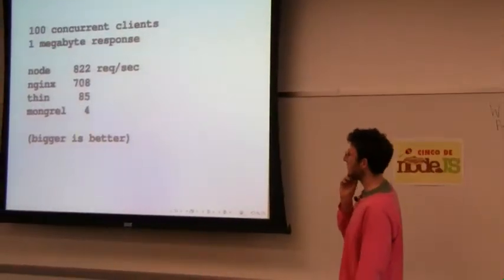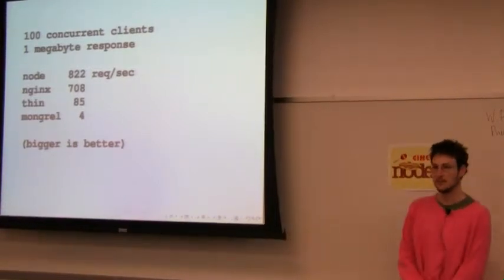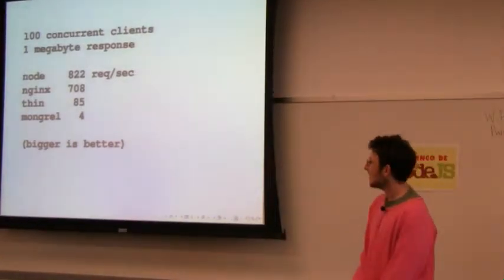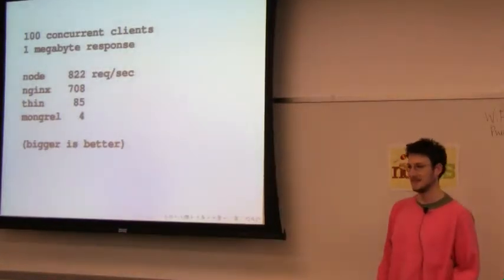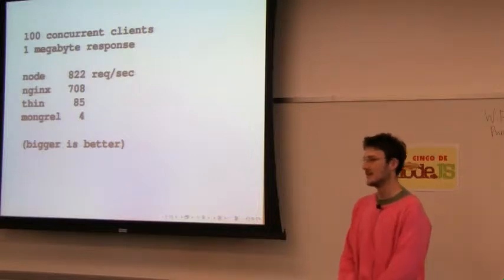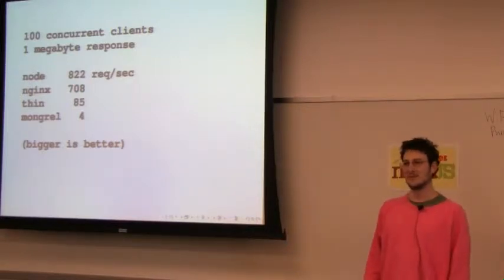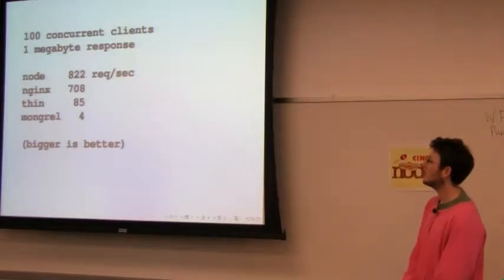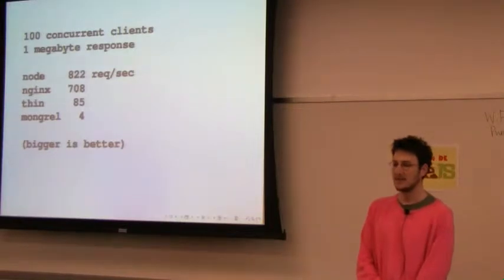Of these 4 web servers, Node actually performs the best, which, if you're familiar with Nginx, it's written in C. It's completely written in C. It's this totally optimized, event-looped C web server. And Node can actually push out data faster than that.